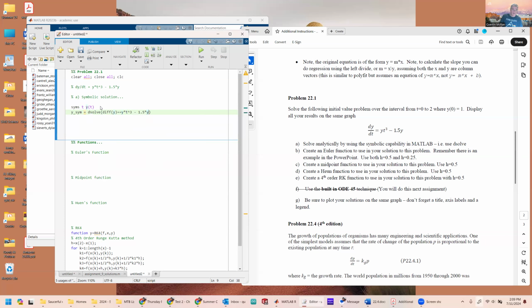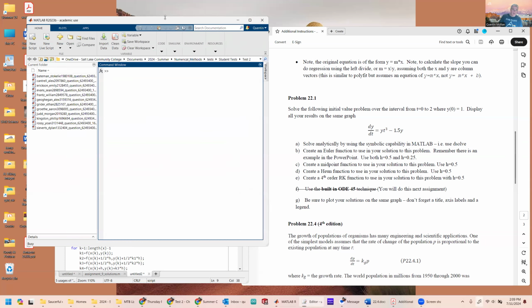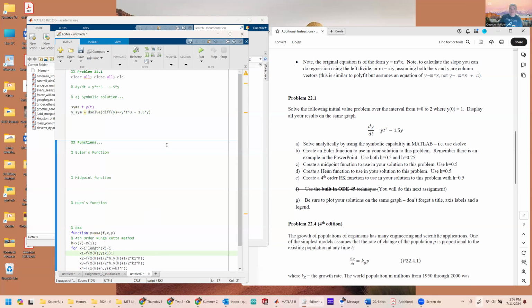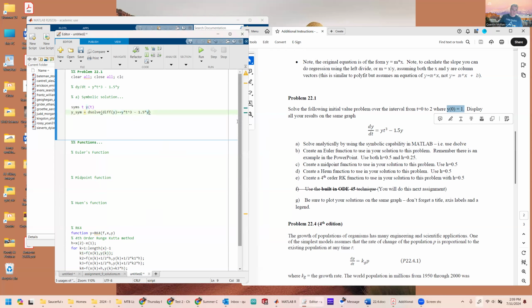I can run that and it'll work, but you'll see I get a constant in here because I'm not using my initial conditions. And remember, this is an initial condition differential equation, and that initial condition is given right here: y of 0 is 1. So I'm going to put that in here. Y of 0 equals 1. Again, when I'm doing it this way, you have to have the double equal sign for all these things. Run that, and boom, there's my equation.